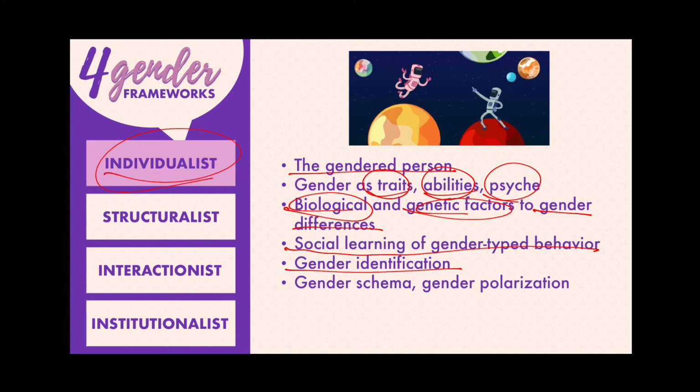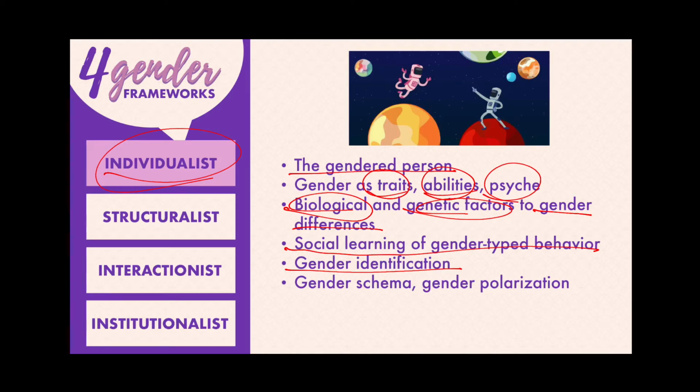So both rewarding gender-appropriate behavior, and also identifying with the parent and other older siblings or older relatives and older significant others who have the same sex with them, are both under the social learning approach, also under the individualist framework of looking at gender.